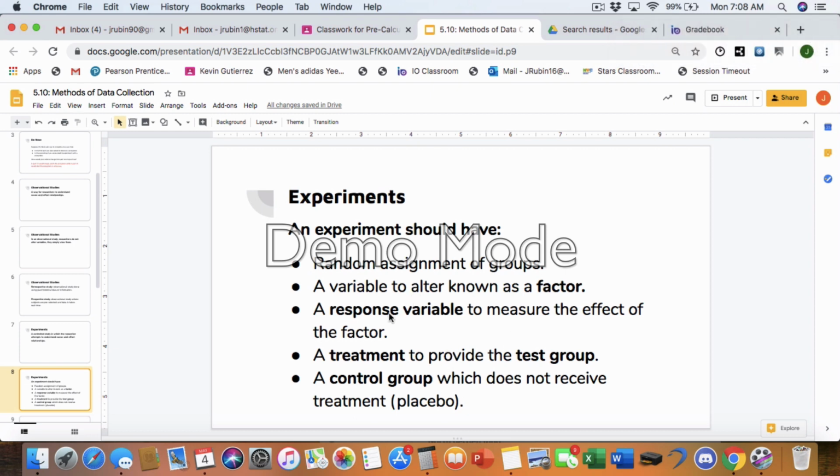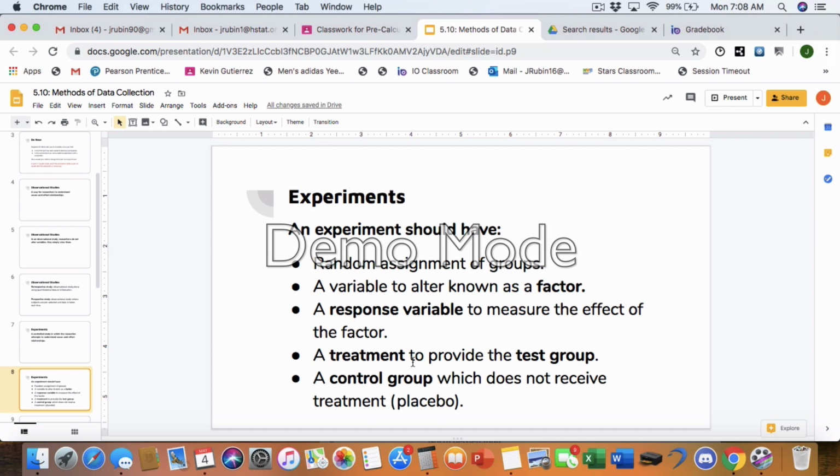So your response variable would be the effect of sunlight on humans. The response variable would be the effect of the new diet on humans. And now, the two groups are very important, right? So the test group receives the treatment. The test group is the group that you're changing the variable on.